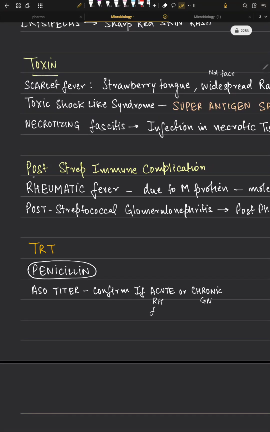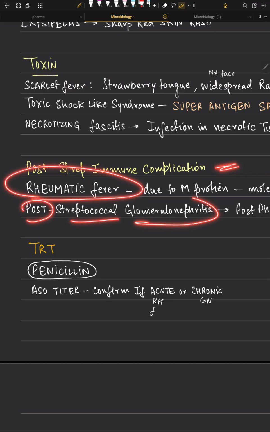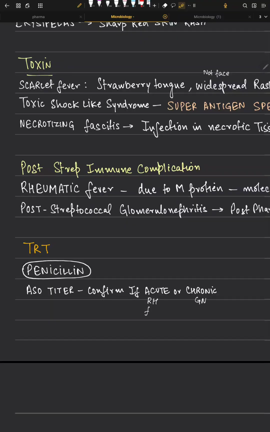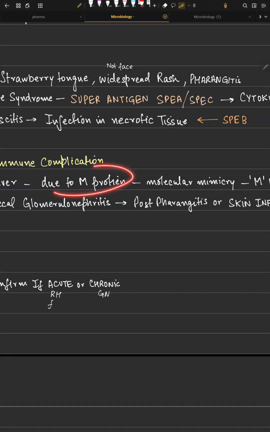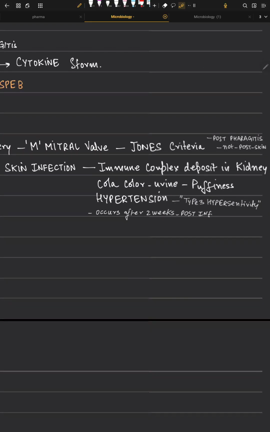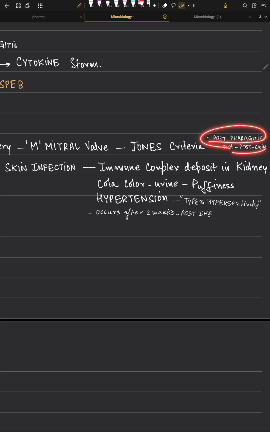Another thing it can cause is post-streptococcal immune complications. You get an infection, and after this infection you get something called rheumatic fever or post-streptococcal glomerulonephritis. For example, you get pharyngitis, and if you are not treating the pharyngitis properly, you will end up with rheumatic fever, and it's due to M protein molecular mimicry. M stands for molecular mimicry, M also stands for mitral valve. The Jones criteria is followed, and it happens post pharyngitis and not post skin infections.